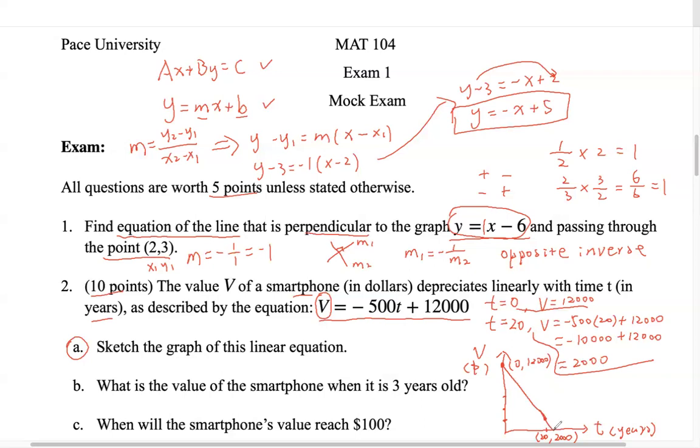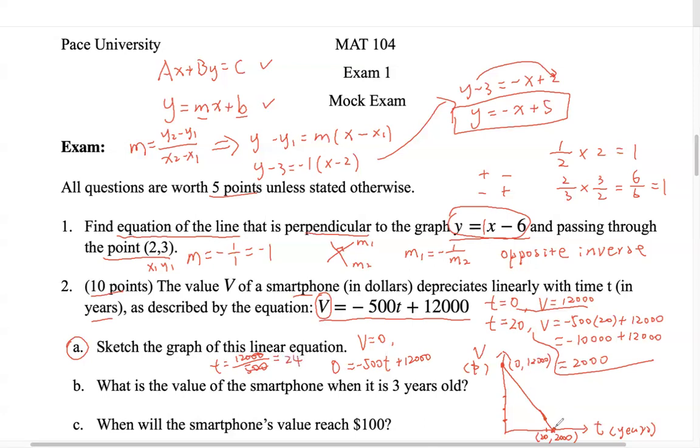Or maybe you can find this x-intercept, right? For x-intercept, you assign v to be 0. Then you solve for t. Well, let's do that. So v is 0, I have negative 500t plus 12,000. So t just equals 12,000 divided by 500, which is, 5 goes into 12, 2 times, 24, right?